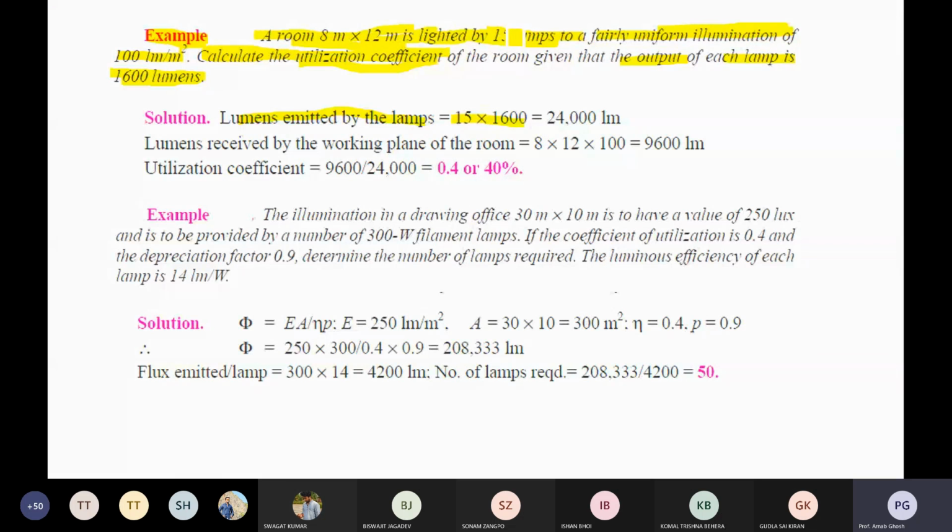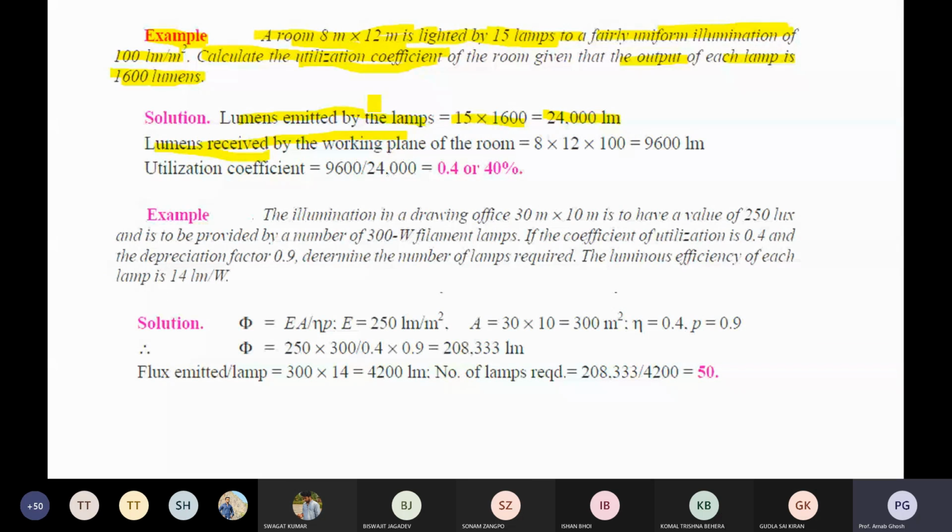Lumen received by the working plane. All of you please solve it in your classwork copy. That is important. That type of question will come at the time of the exam. Simple question, but you have to solve it in the time of examination. That's why I'm telling you, solve it in your classwork copy. When you are submitting your classwork copy, all the numerical problems should be there.